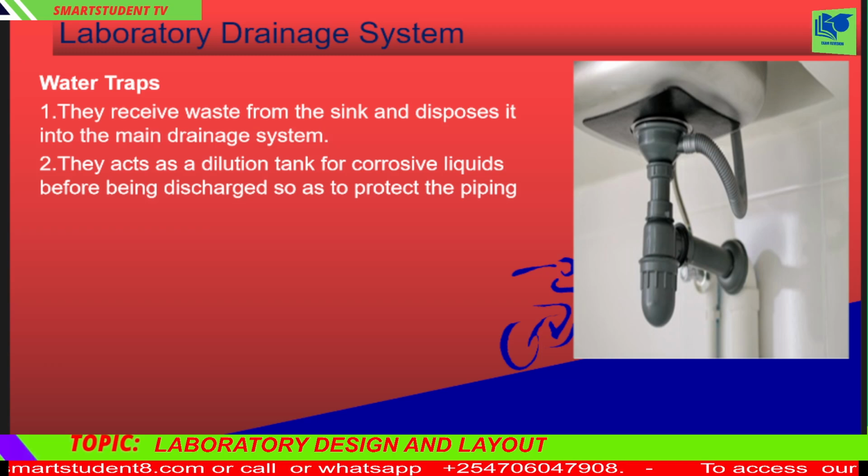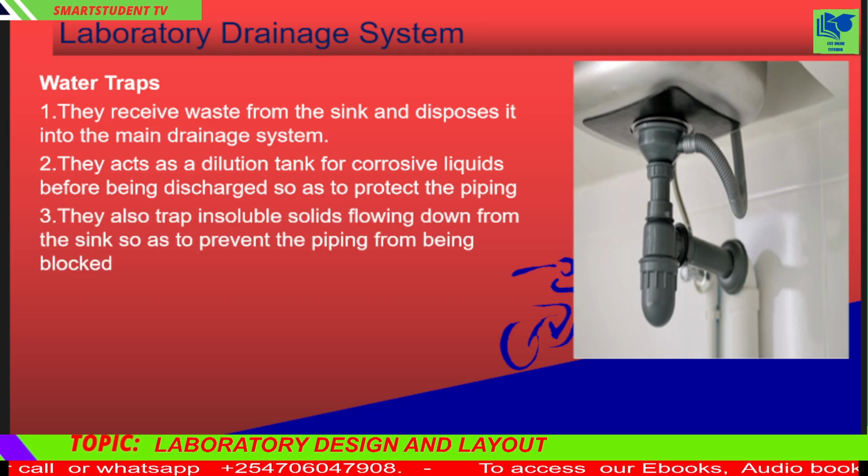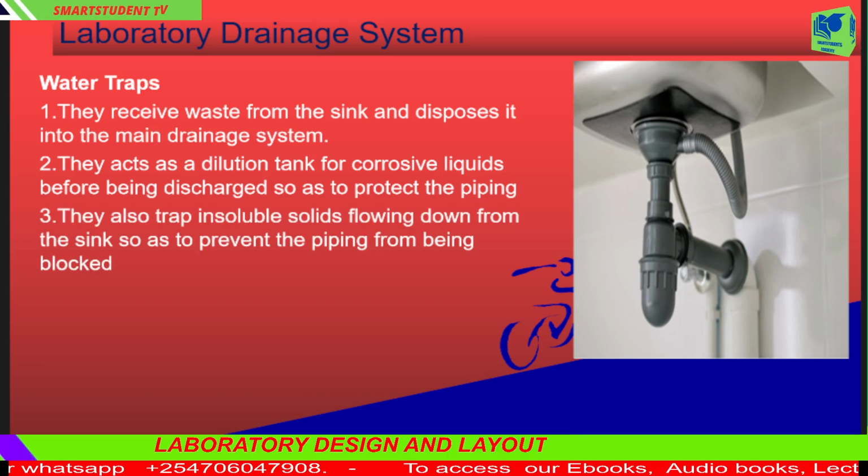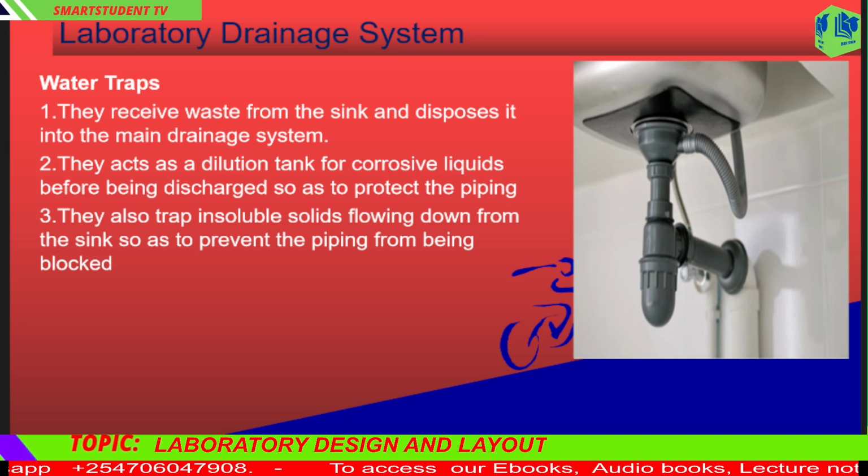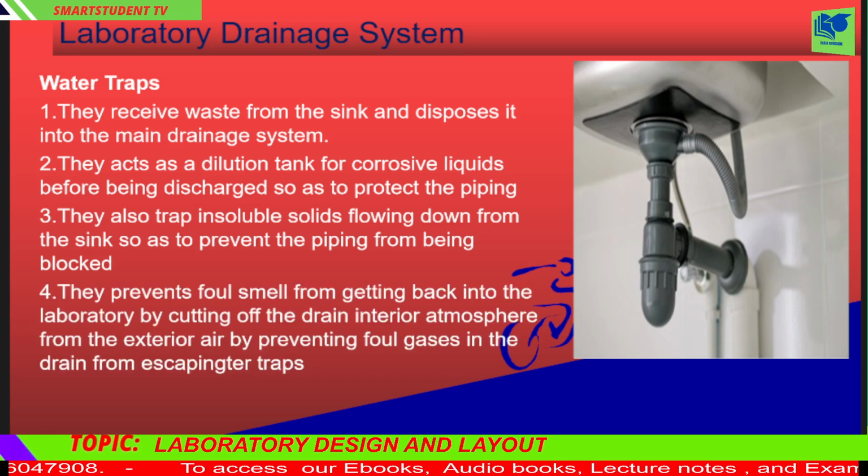2. They act as a dilution tank for corrosive liquids before being discharged so as to protect the piping. 3. They also trap insoluble solids flowing down from the sink so as to prevent the piping from being blocked. 4. They prevent foul smell from getting back into the laboratory by cutting off the drain interior atmosphere from the exterior air, preventing foul gases in the drain from escaping.